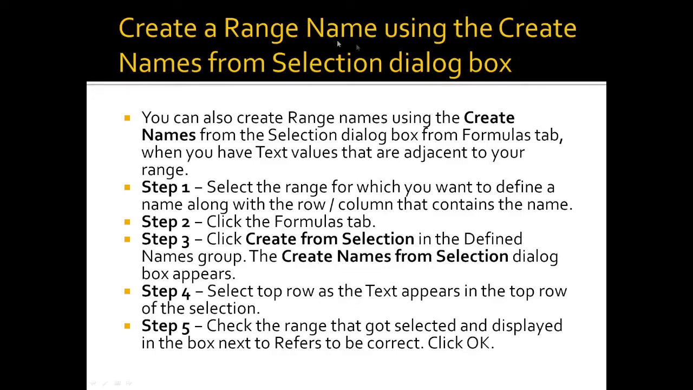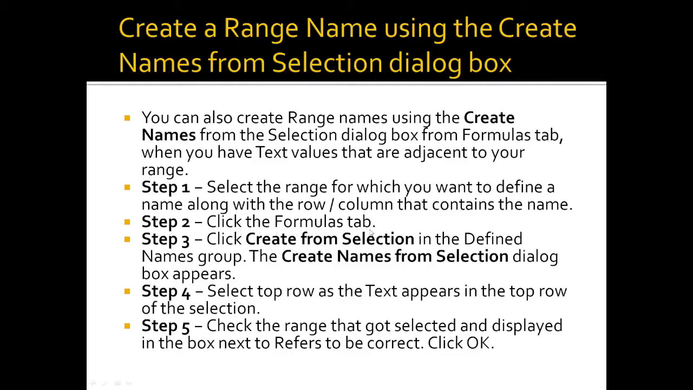Next is to create a range name using the Create Names from Selection dialog box. You can also create range names using the Create Names from Selection dialog box from the Formulas tab when you have text values that are adjacent to your range. Step 1 is to select the range for which you want to define a name, along with the row or column that contains the name.